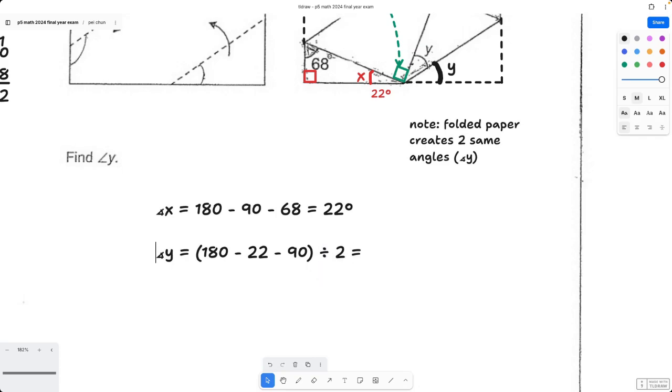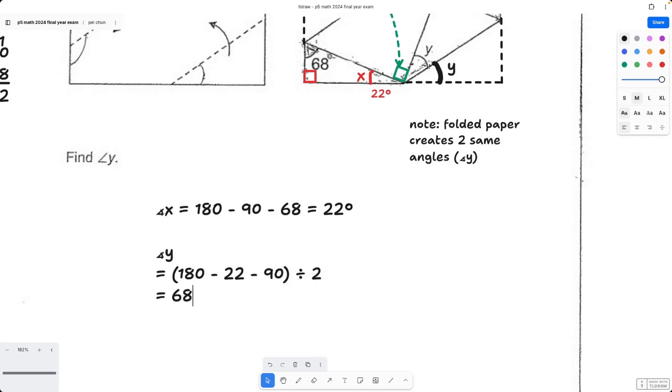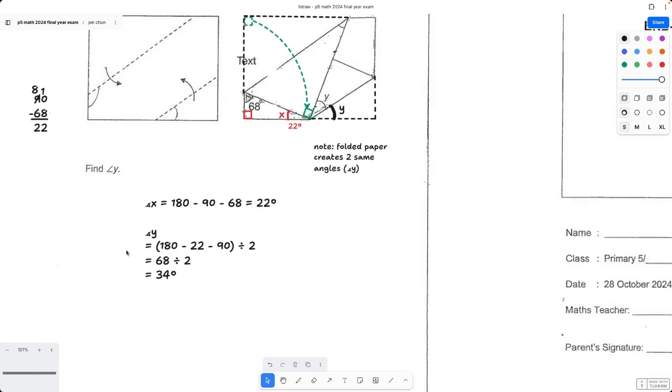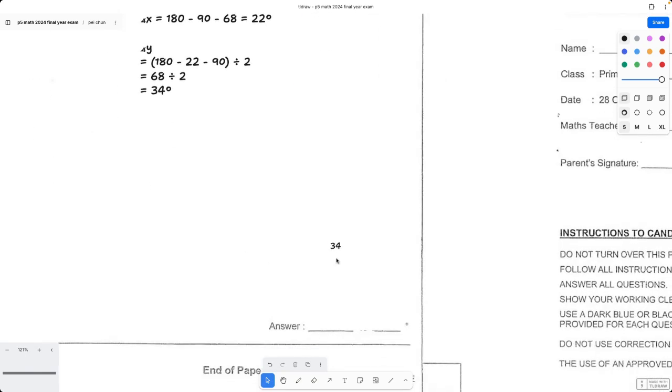So 90 minus 22 is basically 68. Then 68 divided by 2 will become 34 degrees. There you go. So that's the answer, 34 degrees. Okay, so I'm gonna put right here 34 degrees.